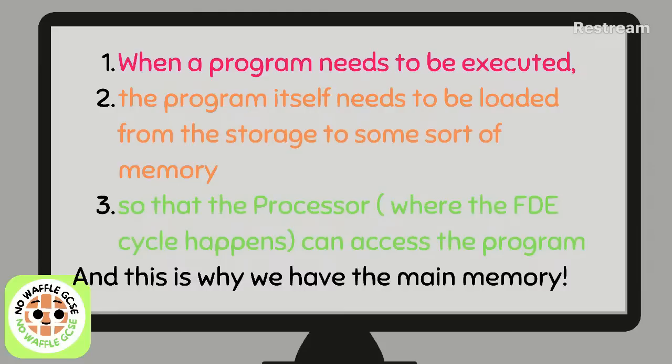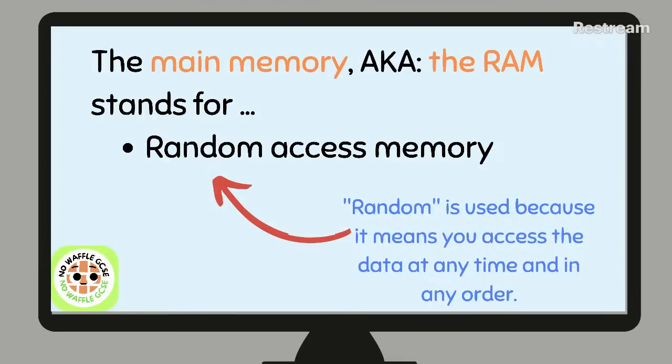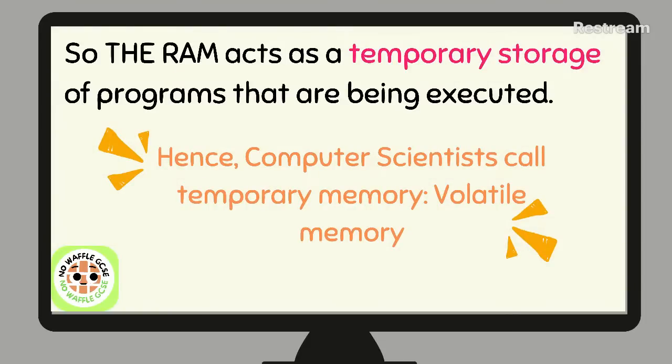And this is why we have the main memory. The main memory acts as that storage. The main memory, also known as the RAM, stands for random access memory. Now, why is it called random? Well, the word random is important because it means that you can access the data at any time and in any order. So it doesn't matter what time you want to access the data, or if you want to access the third instruction of something rather than the first, you can access it randomly. So the RAM acts as a temporary storage of programs that are being executed. Hence, computer scientists call temporary memory volatile memory.